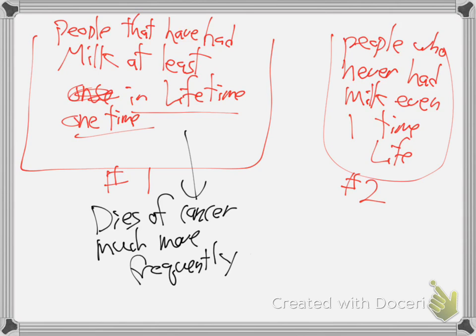People that have had milk at least once in their lifetime, if you took all those people in the world and you say what percentage died of cancer, it's way higher than this group. You take all the people in the world that never had milk even once in their life, this group almost never dies of cancer. Maybe because it's a small group? Yeah, good point. Who are people that have never had milk once in their life? Probably all of you have had milk at least once in your life, right?